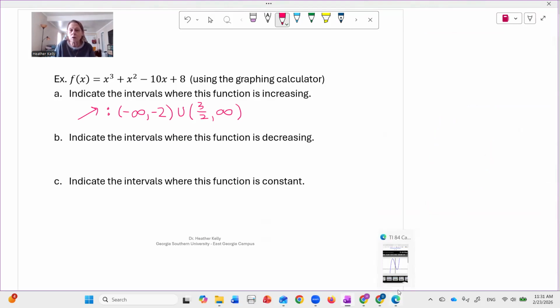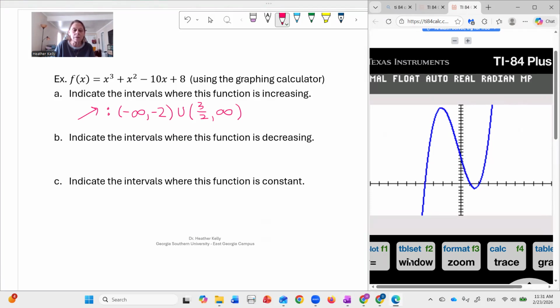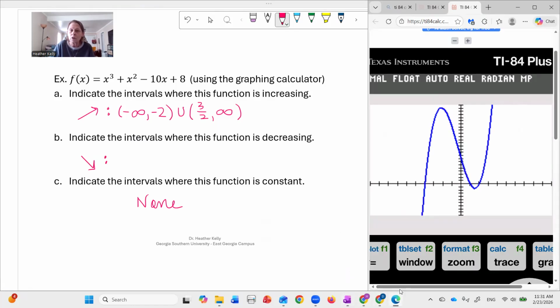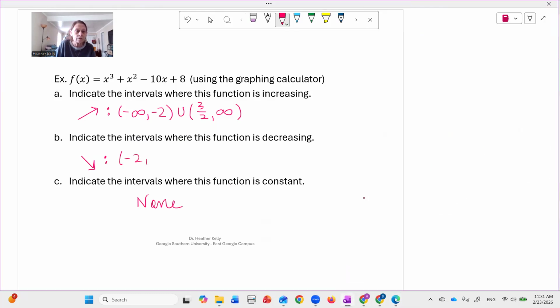Now, if we go back here and look, there weren't any constants, so we can just go ahead and write none here. And then for decreasing, we'll look again here. That is going to fall between -2 and 3/2. Now, also notice that this is all going to make a chain and everything connects. Your intervals of increasing, decreasing, and constants have to encompass the entirety of the domain.